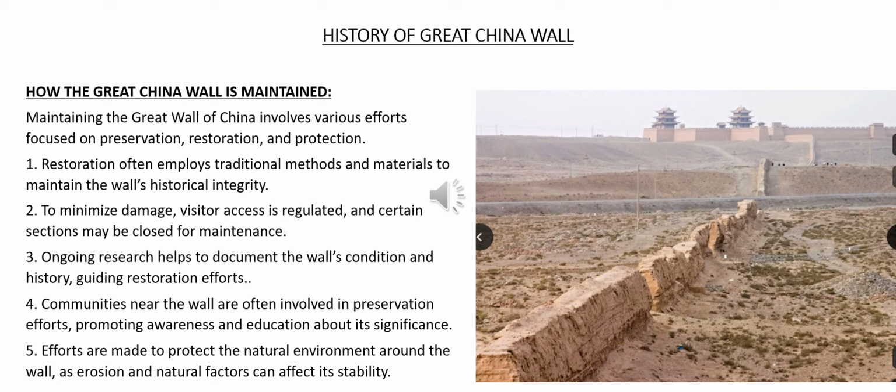because wear and tear and deterioration was happening to the China Wall, how the Chinese maintained this wall we will discuss in this slide, and you can see in the picture also that there is a lot of deterioration and wear and tear in the China Wall, which was being repaired later on. Restoration often employed traditional methods and materials meant to maintain the wall's historical integrity.